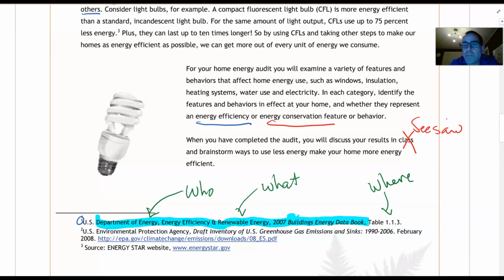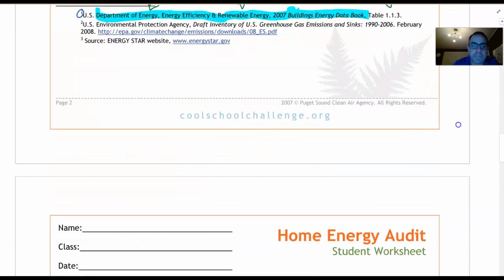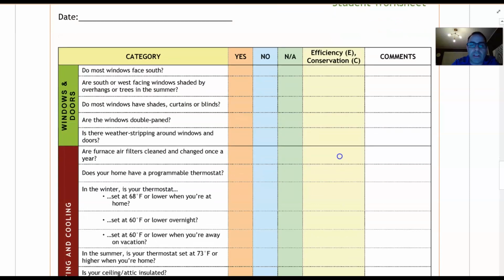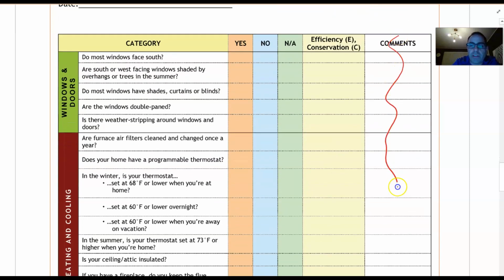And what we're going to do is get you guys to brainstorm ways that you can use less energy at home, and we're going to put everyone's ideas together so we can see what everyone's seeing. So this is what your audit's going to look like. Right here, what I've done is I've taken out the comments section of it because this is what I want to focus on. So this is a very simple thing. I want you to just check things off really quickly.